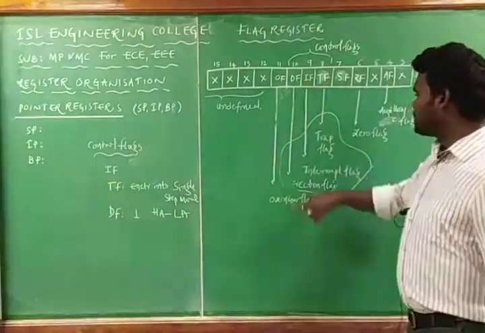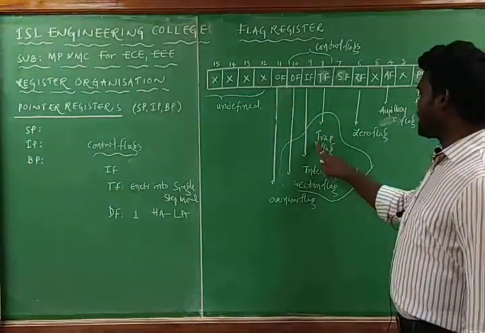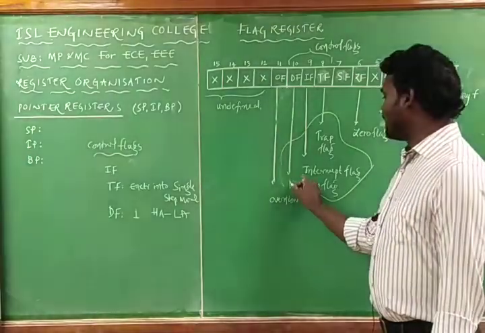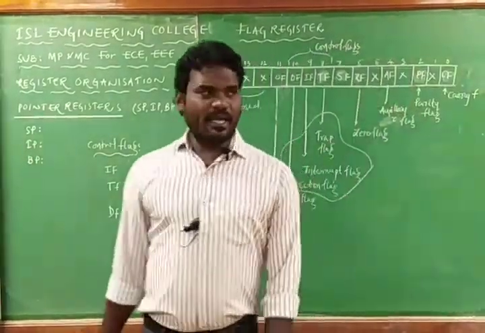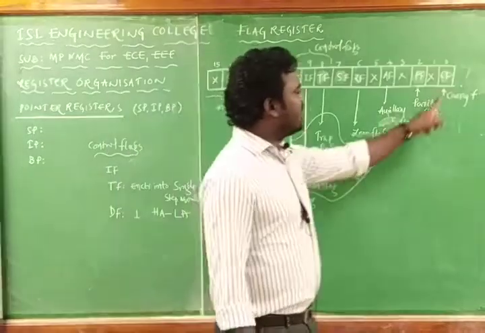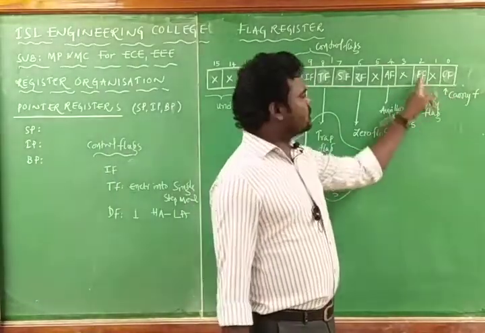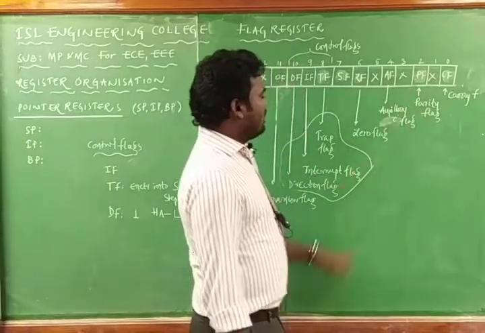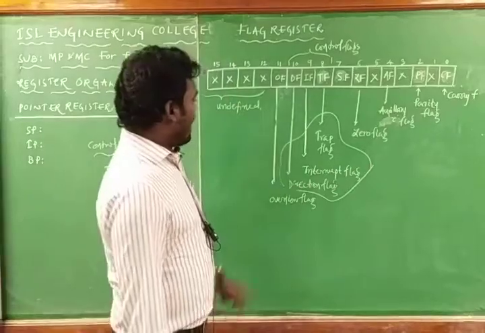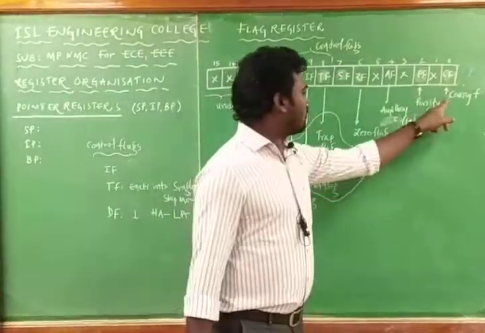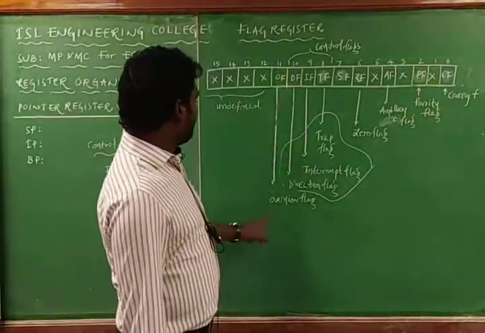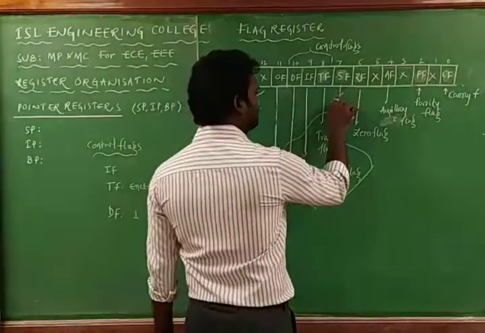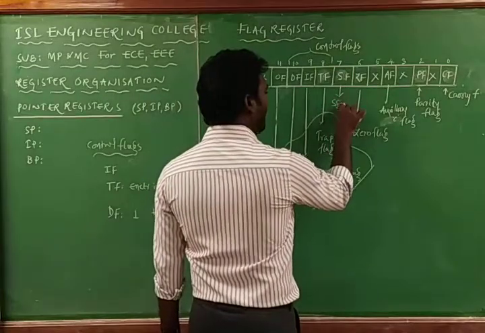And in the control flags, what are the 3 flags? The trap flag, the interrupt flag, and the direction flag. What are the remaining 6? First is the carry flag, next the parity flag, next the auxiliary carry flag, next the zero flag, and then the overflow flag. The last one is the sign flag.